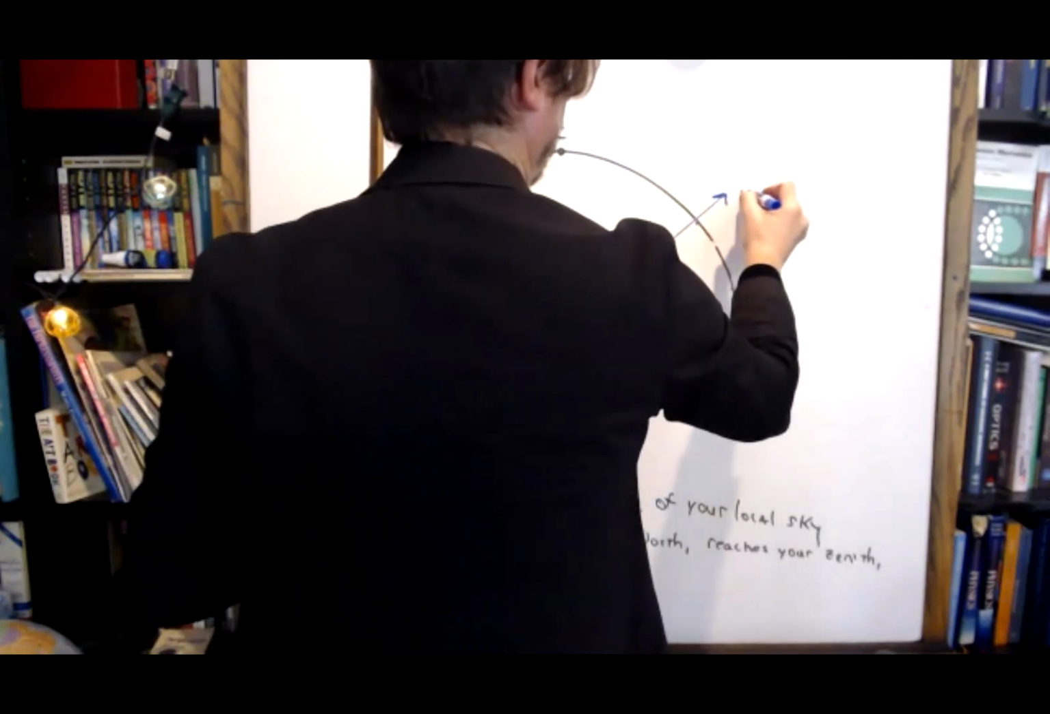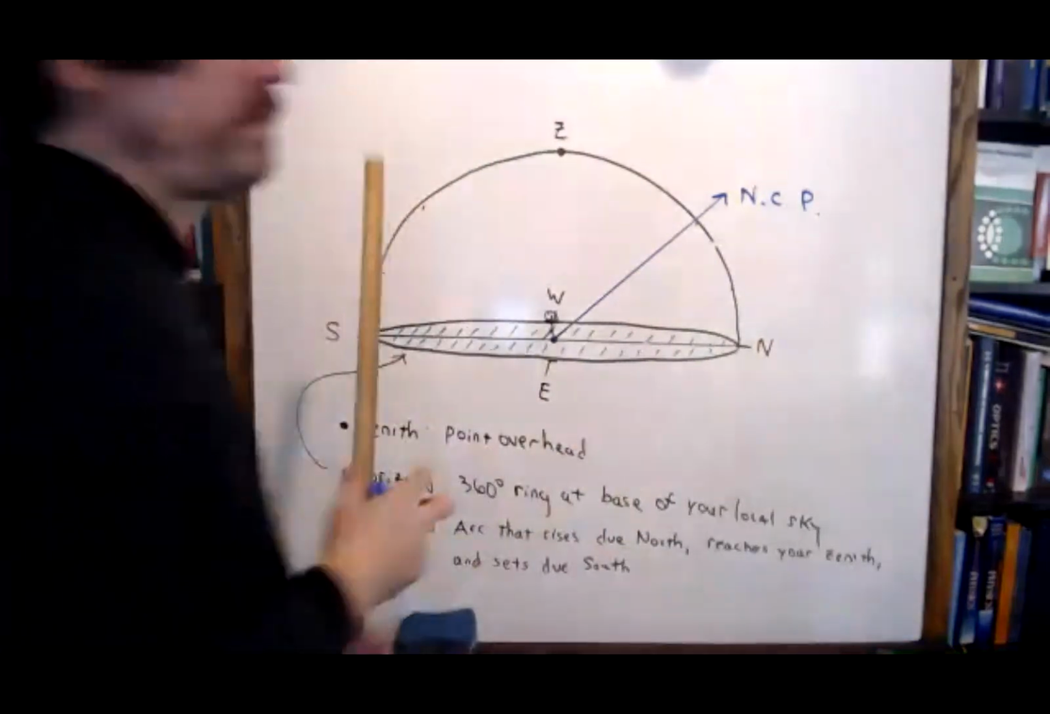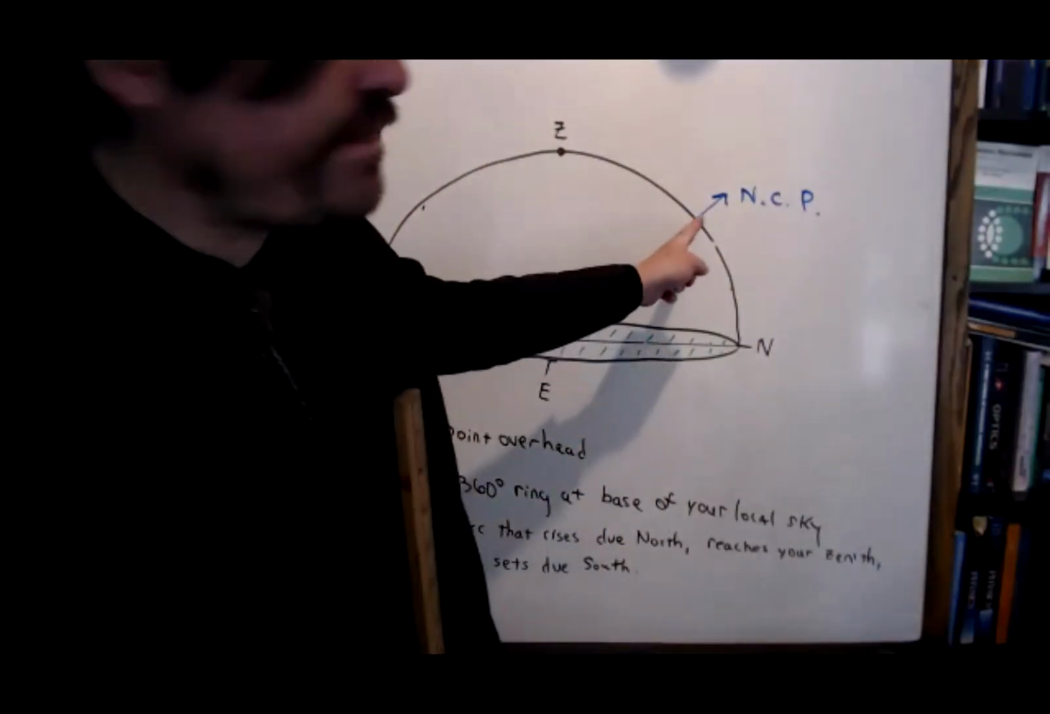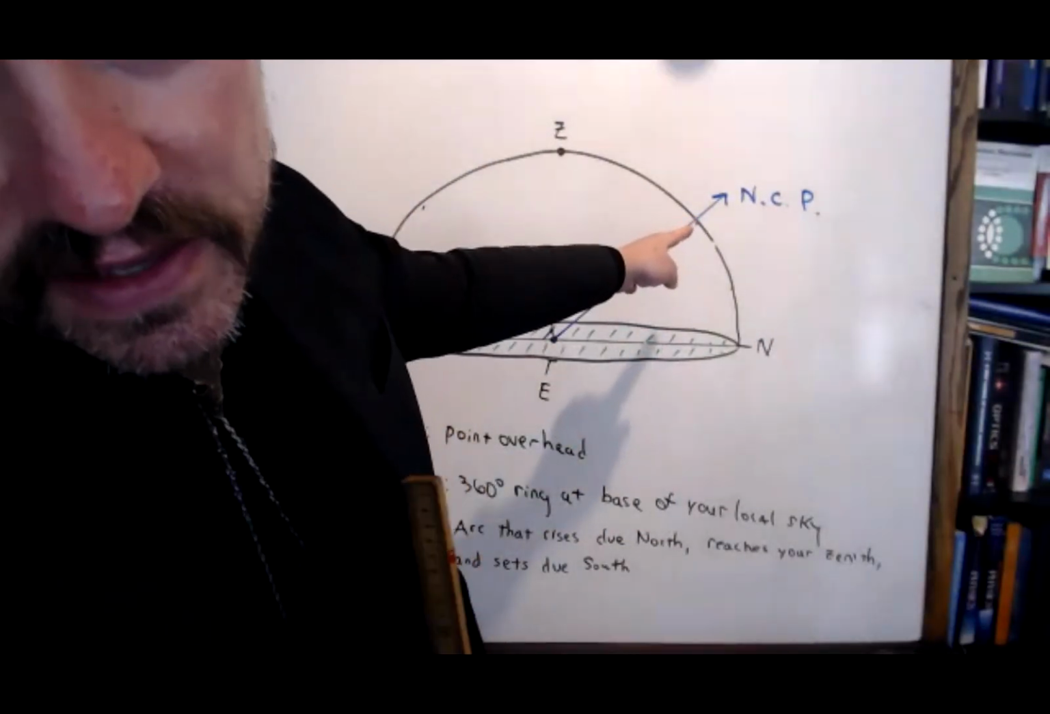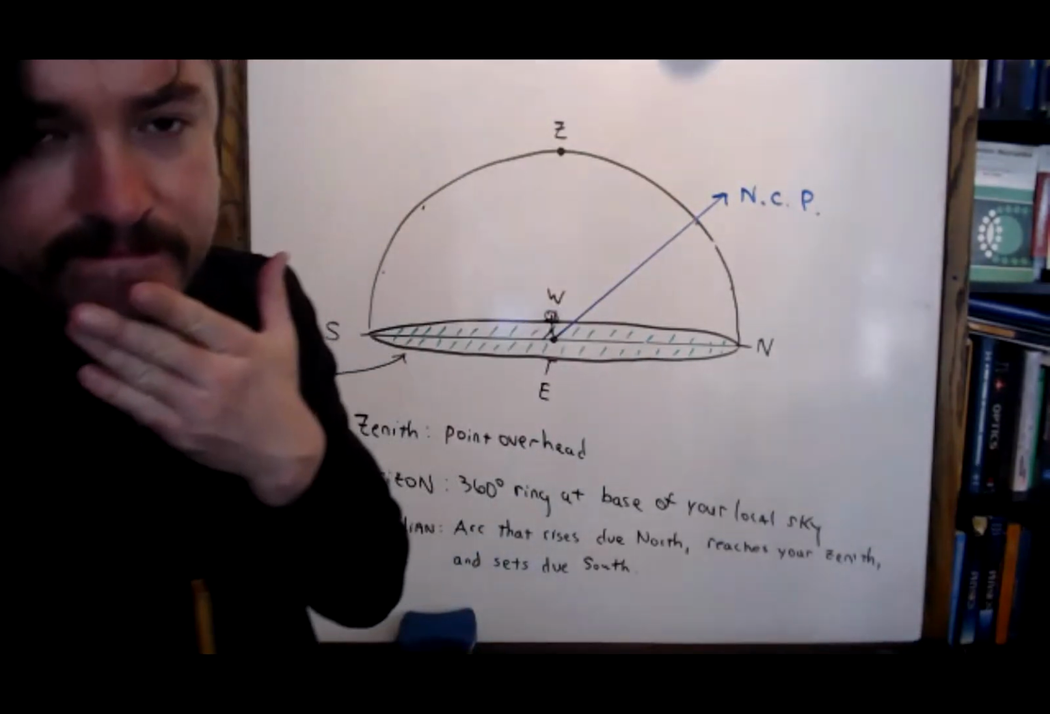So we'll draw an arrow. This is the north celestial pole. A famous object resides at the north celestial pole in your sky. Do you know what it is?